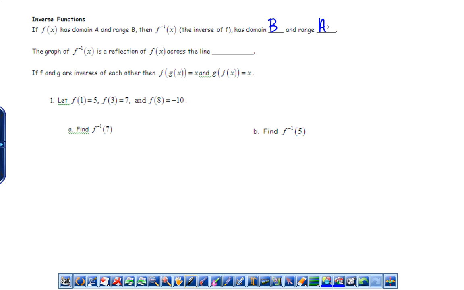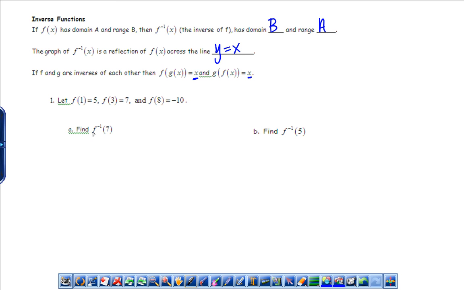The graph of the inverse of f is a reflection of f of x across the line y equals x. If f and g are inverses of each other, then f of g of x is equal to x, and g of f of x is also equal to x. f of 1 equals 5, f of 3 equals 7, and f of 8 equals negative 10.